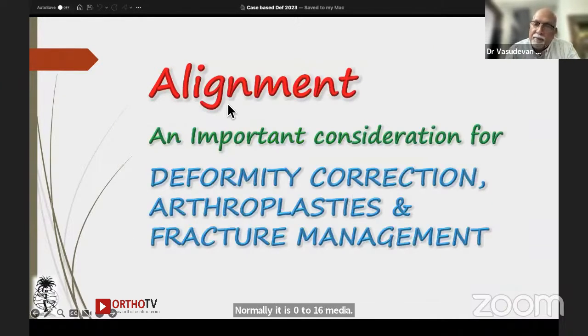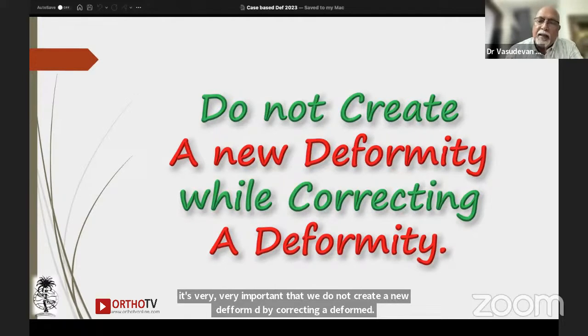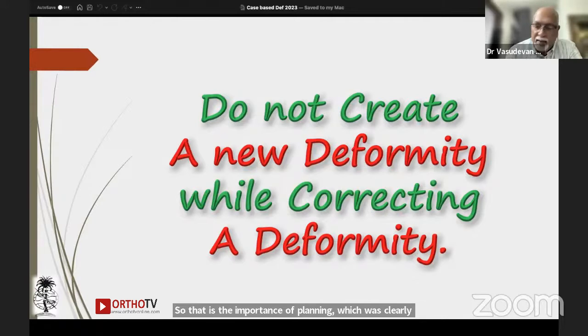Now, alignment. Alignment is an important consideration, not only for deformity correction, but also for arthroplasties and fracture management. All of us are very familiar, no? Whenever you do the replacement of your tire, you always go for an alignment check. So alignment is important whenever you do a joint replacement. And it's very, very important that we do not create a new deformity while correcting a deformity. So that is the importance of planning, which was clearly mentioned by Hemant earlier.